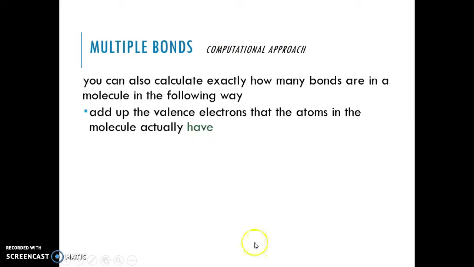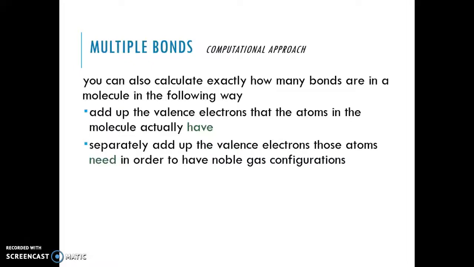So what you're going to do, this first slide goes through the steps, and then I've got some examples to show you. So you're going to add up the valence electrons in all the atoms of the molecule that you actually have. So how many valence electrons are actually there? Then you want to figure out how many valence electrons you need in order for all the elements to achieve that noble gas configuration. So hydrogen needs 2, every other element needs 8.